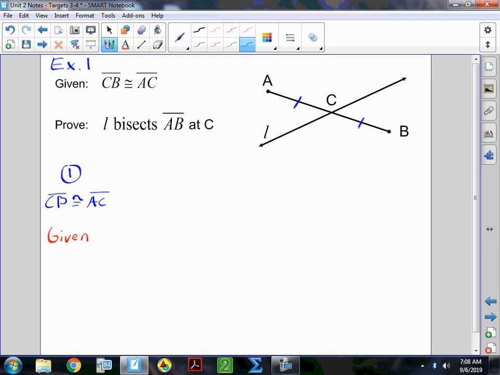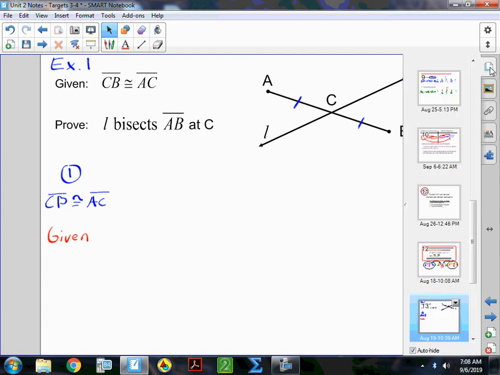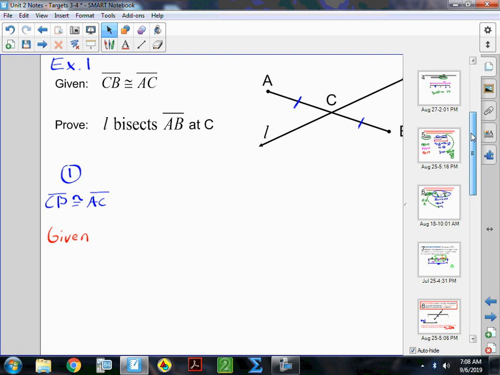I want to prove that L bisects AB at C. So I need to go back and look at my definitions. What do I know about two congruent segments? Because some of you might be thinking, well, because it's congruent, it bisects. What do we do here? So we're going to go back and look at our definitions.